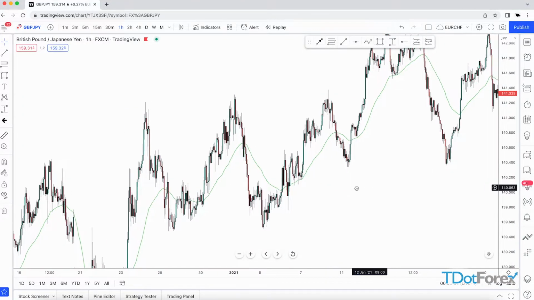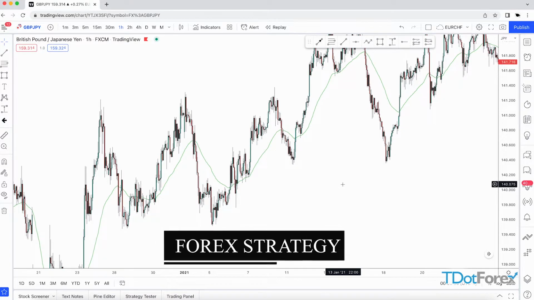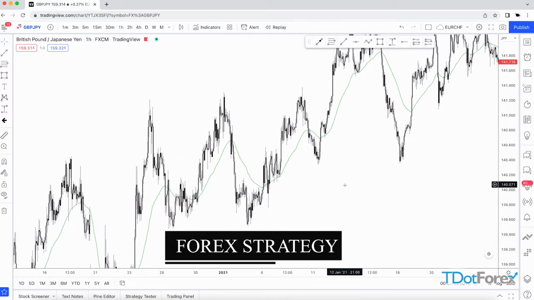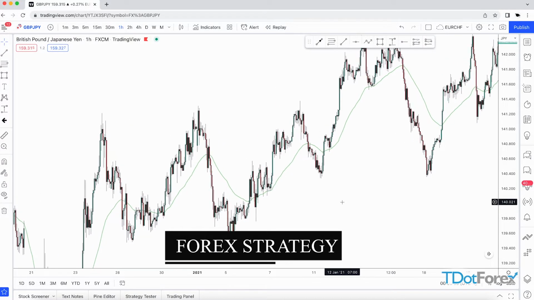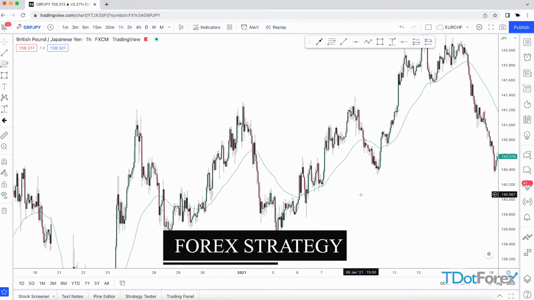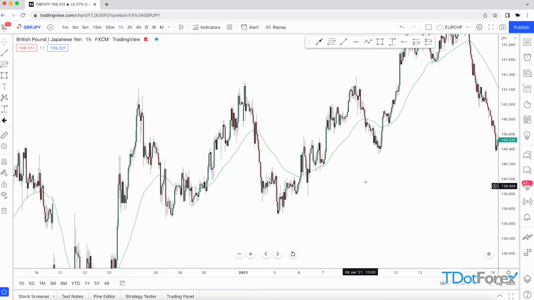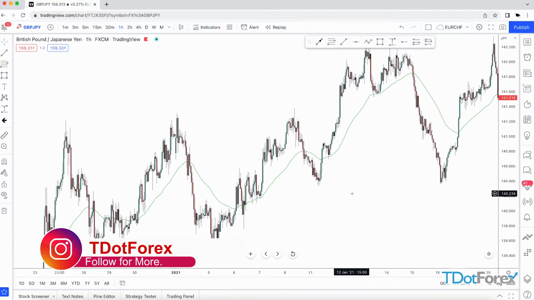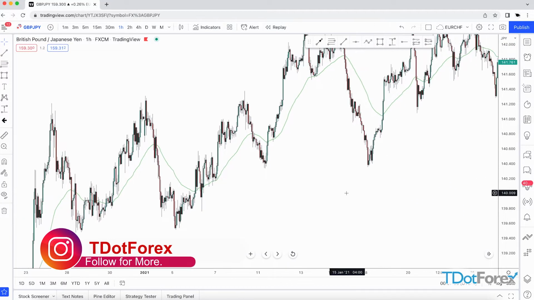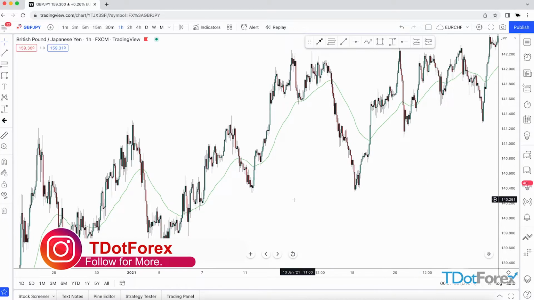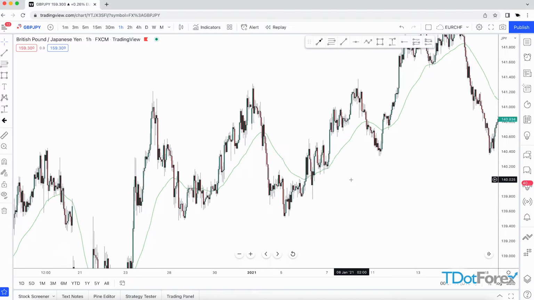And today I'm going to be showing you guys a simple Forex strategy. It's nothing that you may not have seen before, but it is something new that you may trade going forward. So let's get started. First of all, we have obviously a blank chart. I like to keep it as clean as possible.